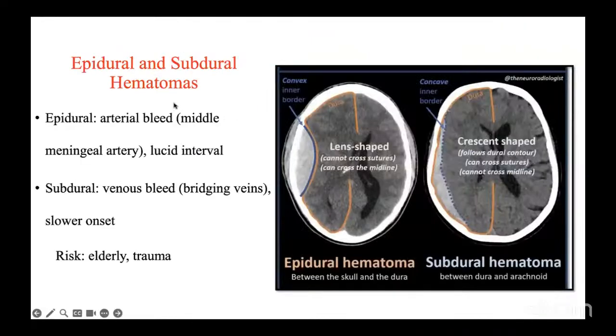Then next we come to the epidural and subdural hematomas. As most of the clinicians know better than me, you know about epidural and subdural hematomas. Epidural hematomas are due to arterial bleed in the middle meningeal artery, and it causes the lucid interval. Subdural is due to venous bleed in the bridging veins, and it has a slower onset. The subdural hematoma risk is seen mostly in elderly and trauma-related injuries. Here we can see in the imaging an epidural hematoma between the skull and the dura. It has a convex inner border and is lens-shaped. This is the subdural hematoma, which is between the dura and the arachnoid matter, and it has a concave inner border.